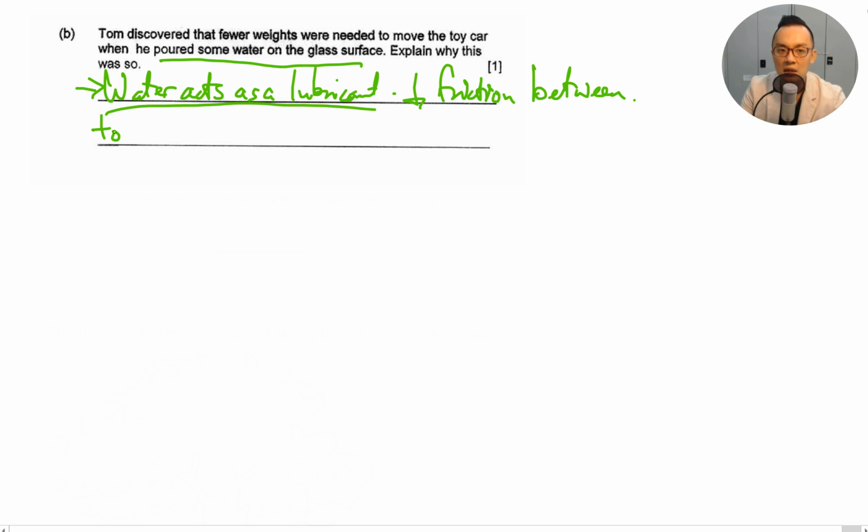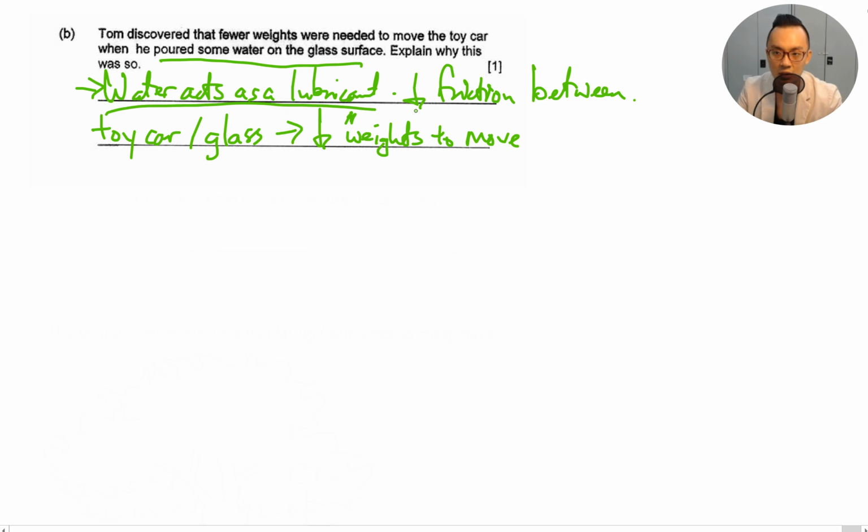In this case, it is the toy car and the glass. Therefore, you need fewer weights, because it reduces friction. Water always acts as a lubricant, reducing the friction between the two surfaces. Then you need lesser weights to move. You have to remember this phrase and this phrase.